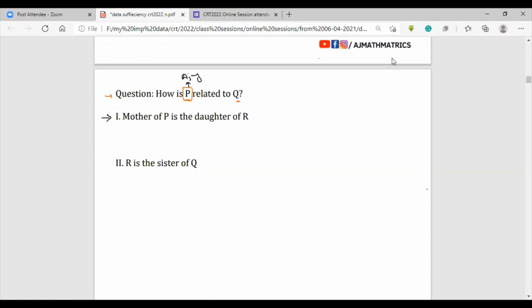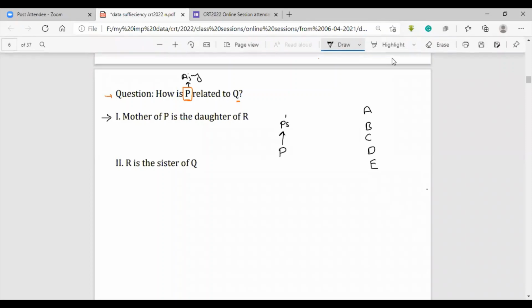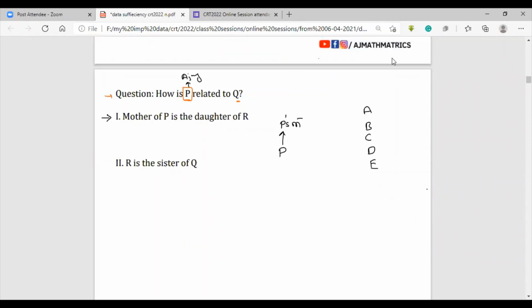Now I am going to try with the first statement and write the options here: A, B, C, D, and E. Okay. Now the first statement I'm trying, the data in statement 1: mother of P. How do you write mother of P? So P is here and we don't know the gender of P. And what about P's mother's gender? P's mother's gender is female. That's very clear. Mother of P is the daughter of R.